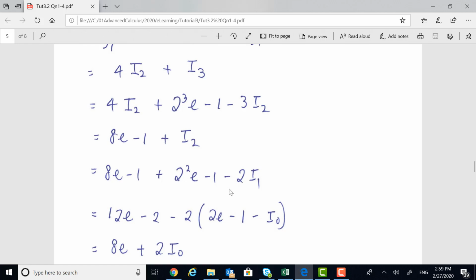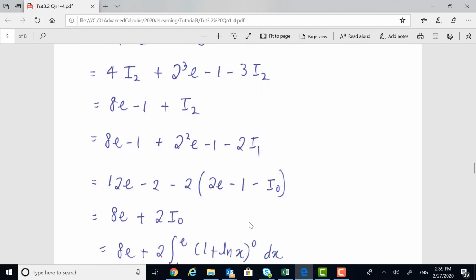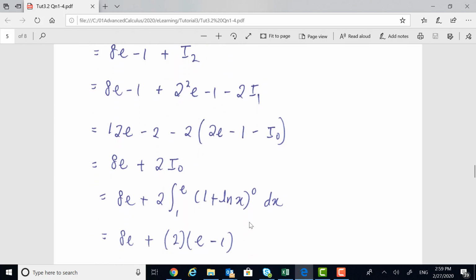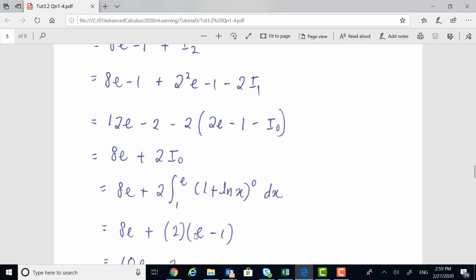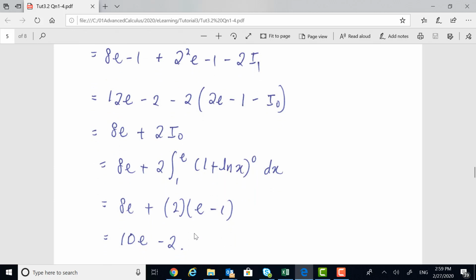So this minus 2 I_1 is minus 2. This whole thing is actually I_1. And then tidy up to become 8e plus 2I_0. I_0 meaning this. Now I've deliberately written as power 0 here to tell you that this is actually I_0. But if you look carefully, this is actually just 1. Integrating 1 of an integral like this is just e minus 1, the upper limit minus lower limit. And then tidy up to be just 10e minus 2.